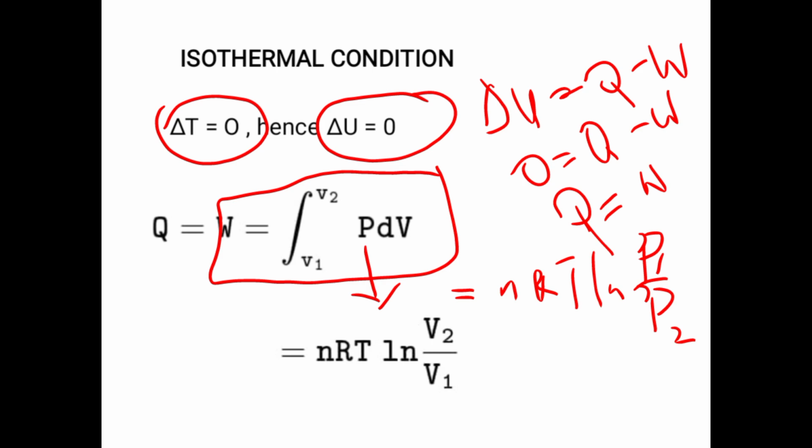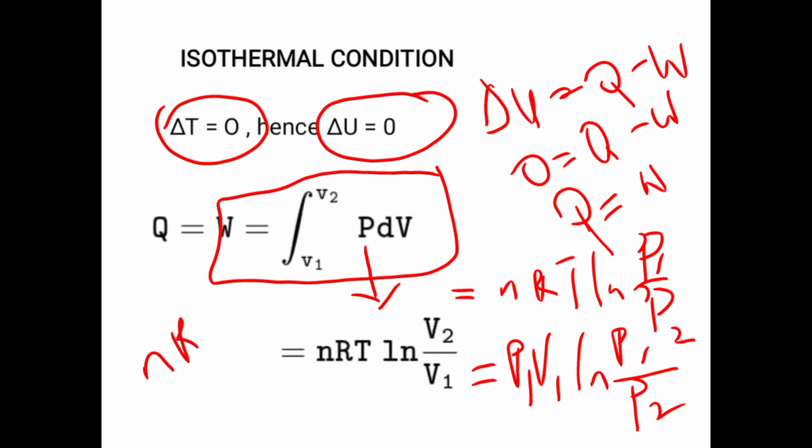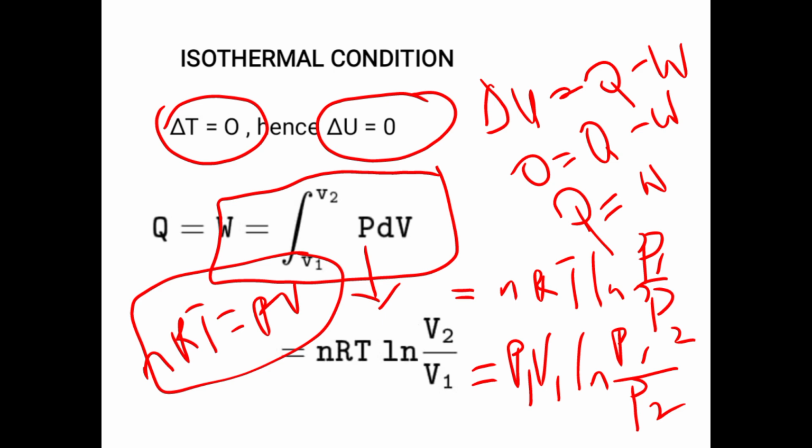So you can replace V2 over V1 with P1 over P2, and that is because, according to Boyle's law, volume is inversely proportional to pressure. Also, the nRT can be replaced with P1 V1. So P1 V1 then ln P1 over P2. This is also very correct, and that is because, according to the ideal gas equation, nRT is equal to PV, or you say PV equal to nRT. So whichever quantity we are given, we can apply the formula correctly.